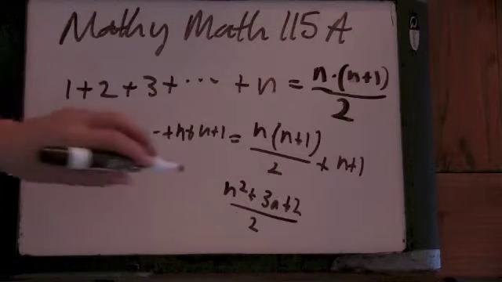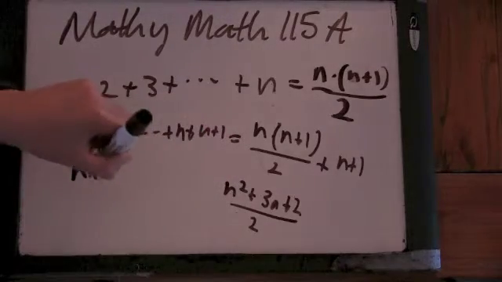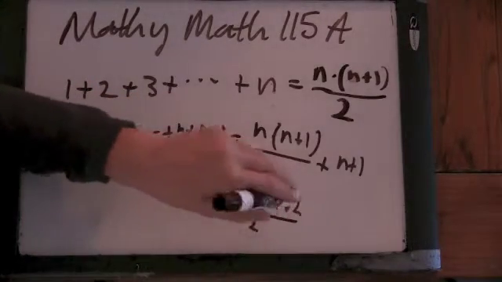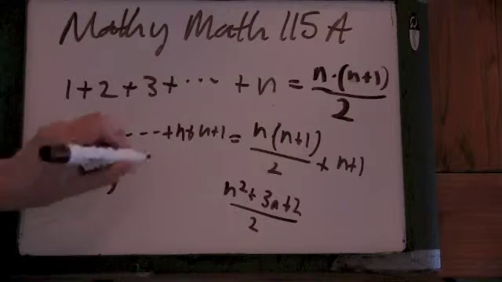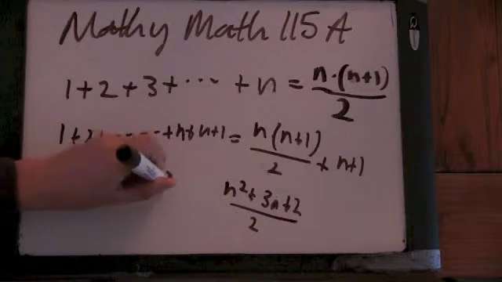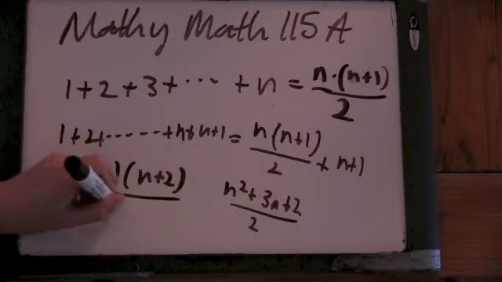Because when n plus 1 times n plus 2 is multiplied out, you get this. Okay, cool. n plus 1 times n plus 2 all over 2. And that's kind of what we were hoping for.